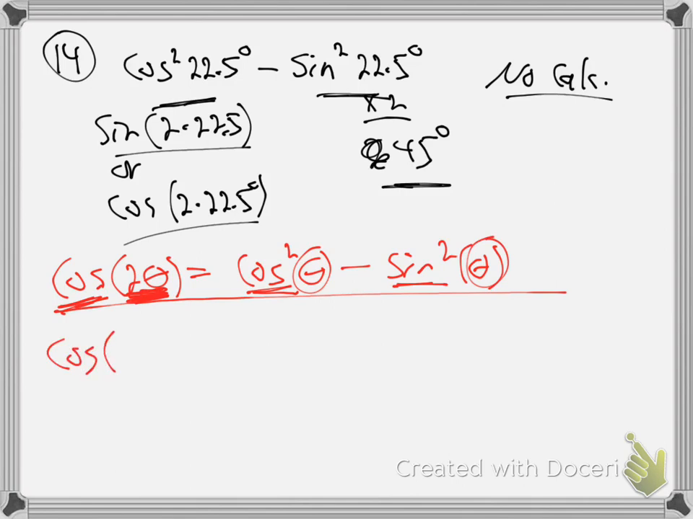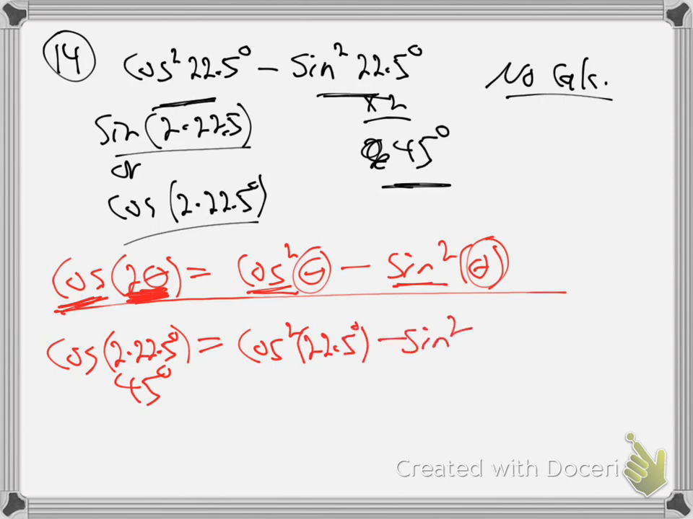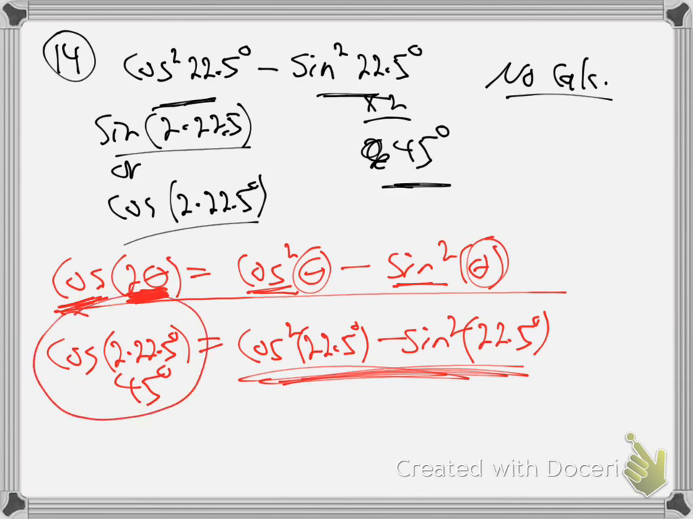So that means if you have cosine of 2 times 22.5, by the way, which is 45, as we said, that'll be cosine squared of just the regular angle minus sine squared of just the regular angle, which is exactly what I want. This is what they're asking me for in the original question. So it is equal to this. In other words, regular cosine of 45 degrees. I can do that. That's right on my unit circle. Just look at 45 degrees. It says root 2 over 2. Done.